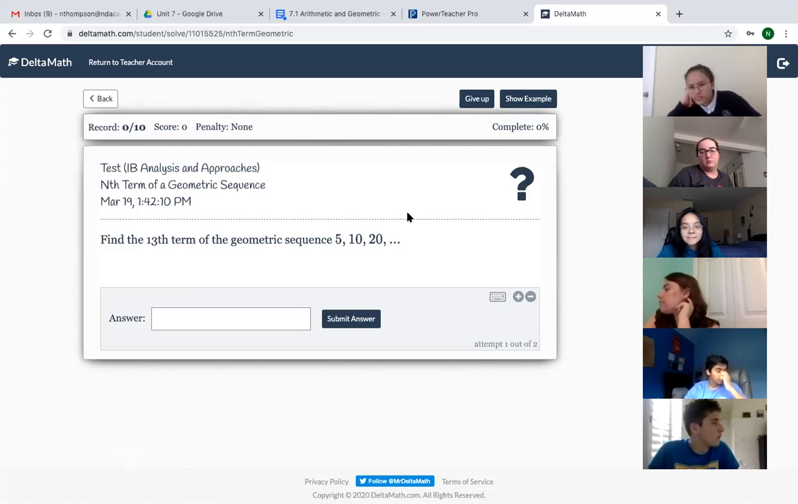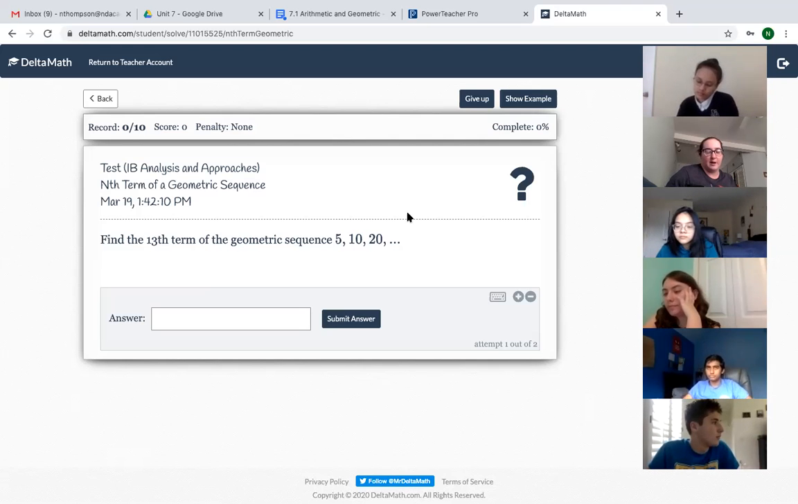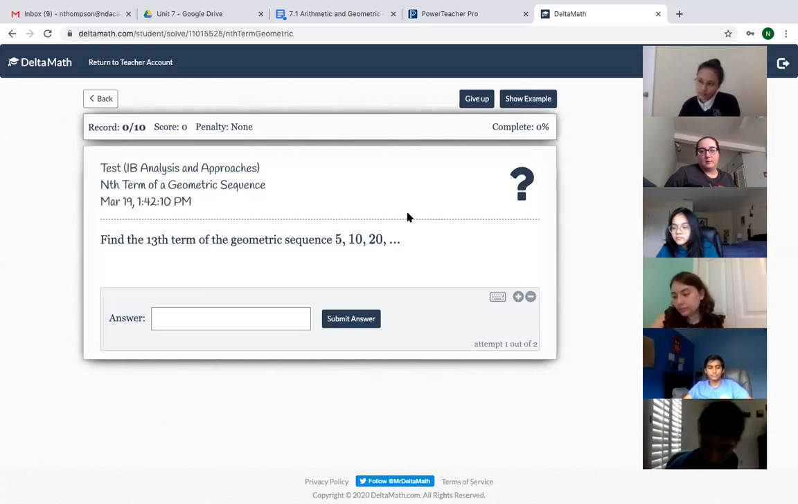So geometric sequences are essentially where you divide or multiply to get to the next number, and arithmetic are when you subtract and add. Yes, and technically it's always adding. You'd just be adding negative numbers, and it's always multiplying. You're just multiplying by a fraction. Okay. But yes.